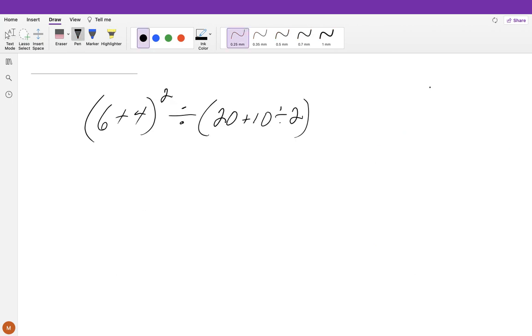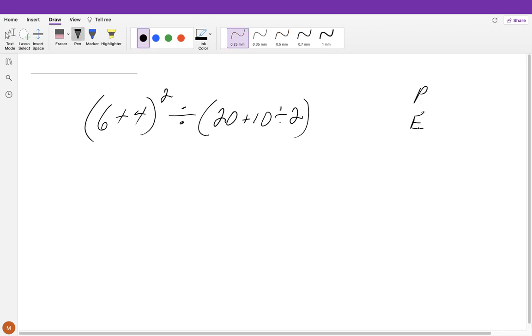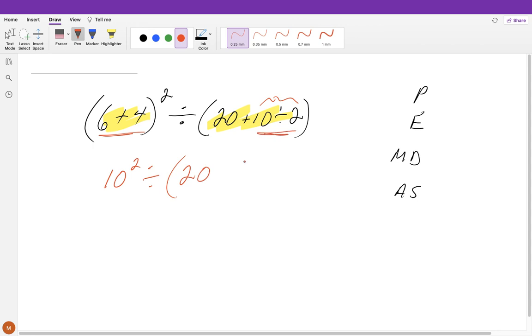Same thing as the other one. If you want to, maybe pause this video and see if you can get the answer. But we look and say, okay, what do we have? I have two sets of parentheses, so I know I need to do what's in there first. The first thing I'm going to do is in here, I have 6 plus 4. There's nothing else I can do. And that gives me 10, so it's 10 squared. And it's going to be divided by, well, here, division needs to come before addition. So it becomes divided by 20, and then 10 divided by 2 is 5, so plus 5.